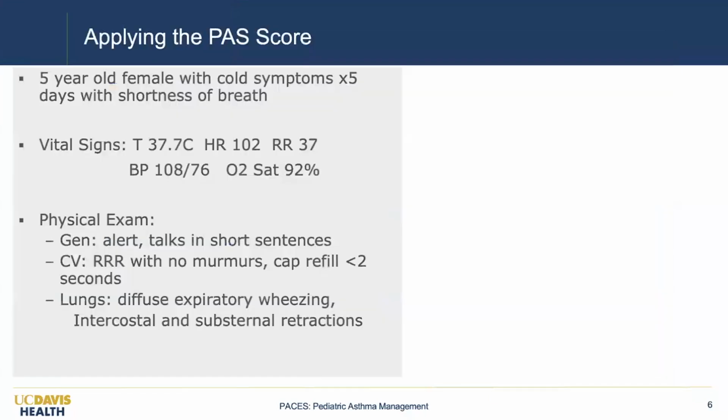So next, I wanted to use a real patient to walk through our pediatric asthma score. This patient that came in was a 5-year-old female with cold symptoms for 5 days, who had presented with shortness of breath. Her vital signs: her temp was 37.7, her heart rate was 102, respiratory rate was 37, her blood pressure was 108/76, and she had an O2 sat of 92%. On her physical exam, she was alert, talking in short sentences. Her cardiovascular exam was unremarkable, and on her lung exam, she had diffuse expiratory wheezing and both intercostal and substernal retractions.